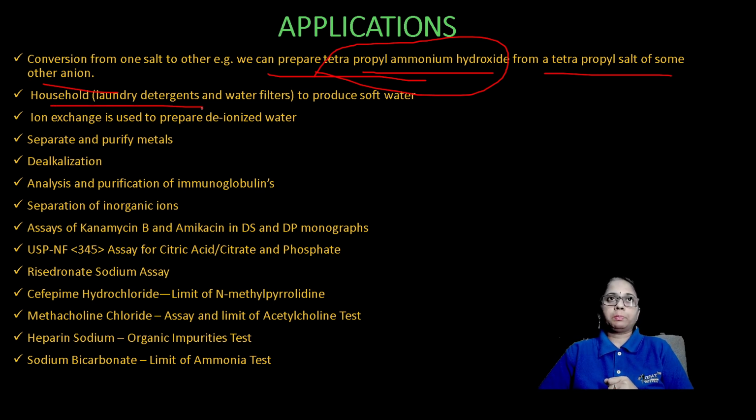And for household purposes, mainly the water filters that we use to get soft water from hard water, we can use this ion exchange chromatography. And this ion exchange is used to prepare deionized water, that means to remove all the ions, as well as to separate and purify metals. Some of the metals can also be separated. And dealkalization and desalting can also be done.